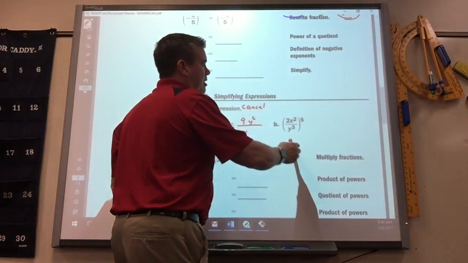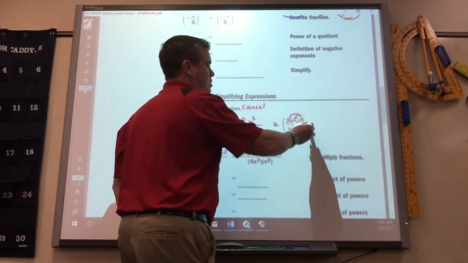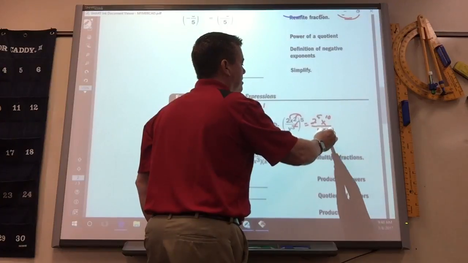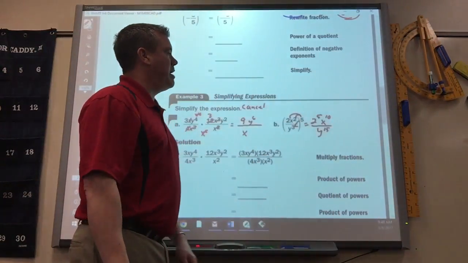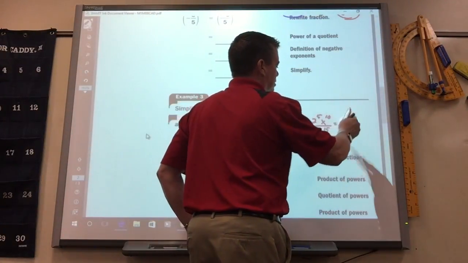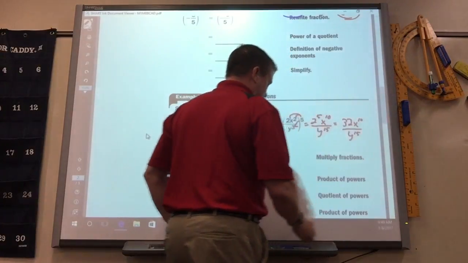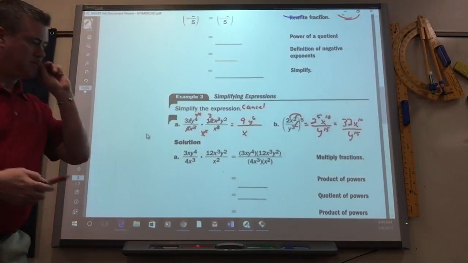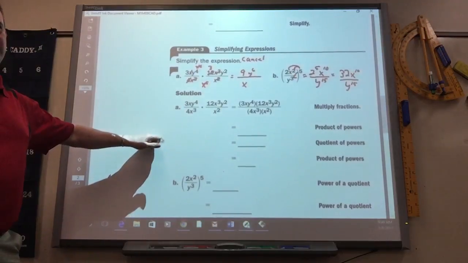Here, everything is to the 5th, which means you have to take everything to the 5th, all of them. So it'd be 2 to the 5th, x to the 10th, y to the 15th. Because remember, when it's a power to a power, you multiply. 2 to the 5th is 32, x to the 10th, y to the 15th. Once you get these properties down, they're pretty easy to do, I think. Do you agree?